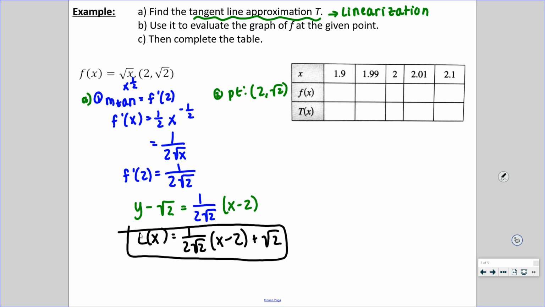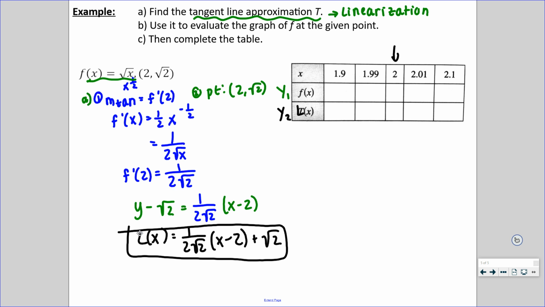So now we're just going to use it to evaluate. We will do that at the point 2, and then just points around it. So here's your f of x. This one's t of x, your tangent line approximation. I call it L of x, linearization. That's how you'll see it on the AP exam. Those are the same thing. I'm going to type f of x, our original function, into my y1, square root of x. And then I'm going to type my linearization or tangent line approximation into y2, and then we can just fill out our table using the table feature in our graphing calculator.